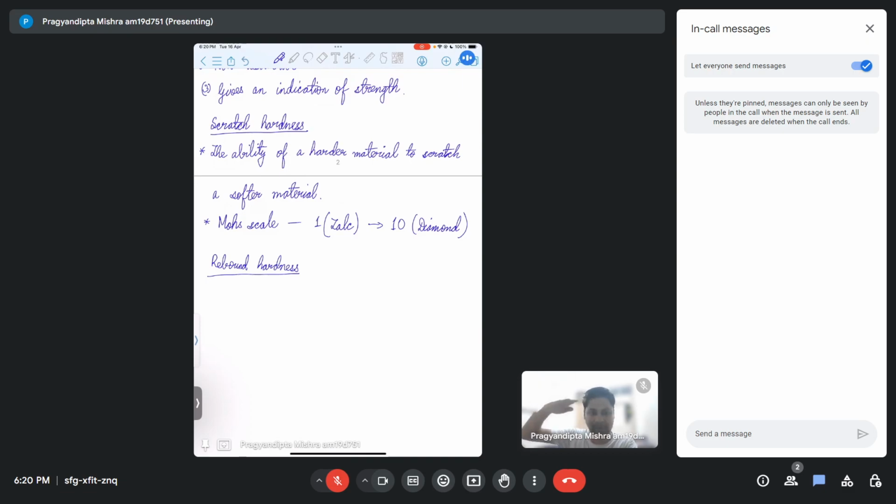You drop it from a predetermined height. You can drop something like a hammer. Here they drop a diamond rounded tip hammer from some predetermined height, and once it hits the surface, it bounces back. The height up to which it bounces back is measured, and based on that, you can say that the surface is harder or softer. So you'll have a setup like this. We'll put the sample here, and then a hammer is dropped from the top.